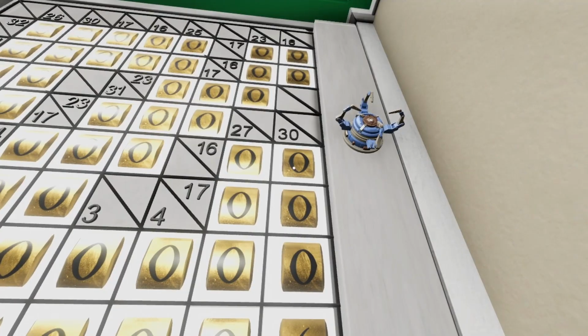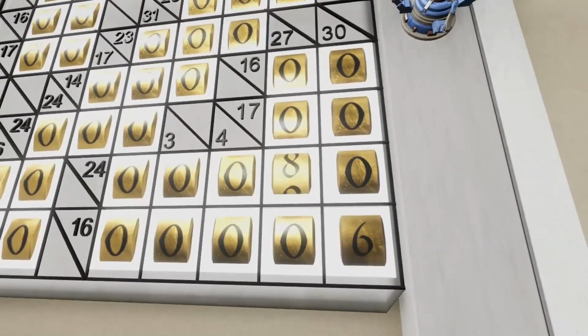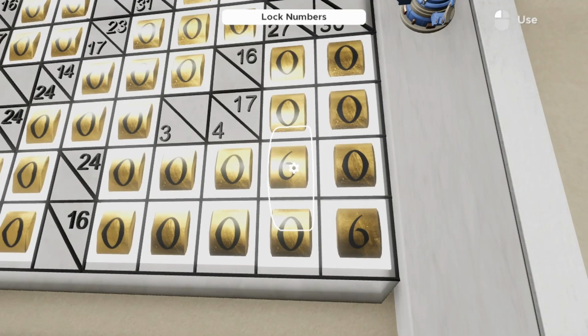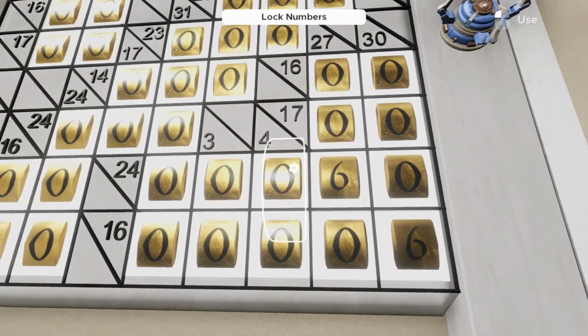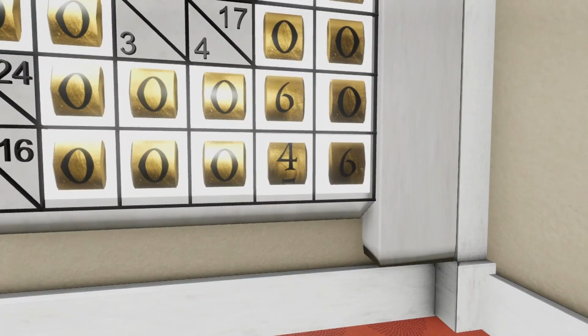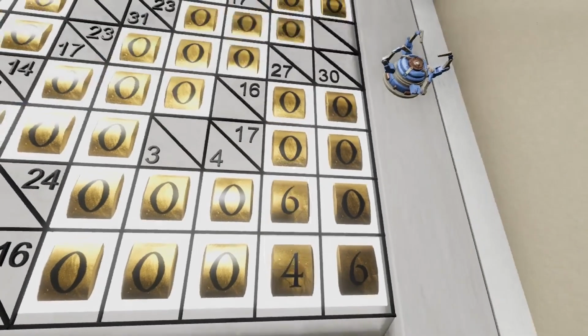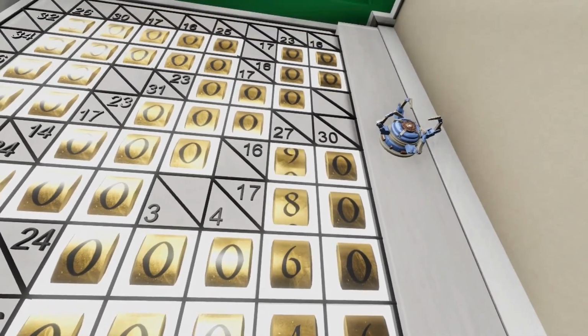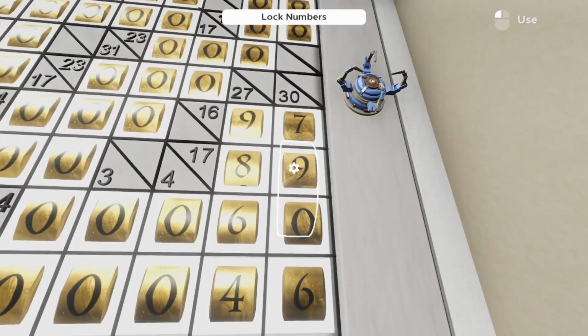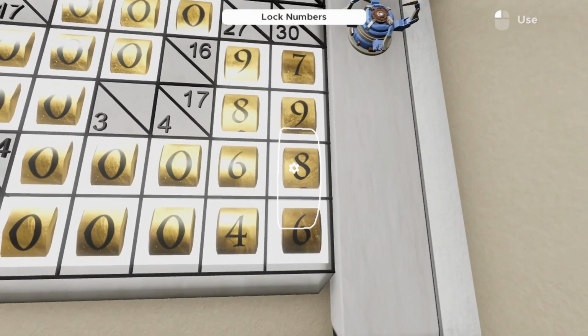So, I think this is a 6. And with this being 6, if this is 6, this has to be 4. And then we got the 8 and 9 pair. So 8, 9, 7, 9. 8 goes here.